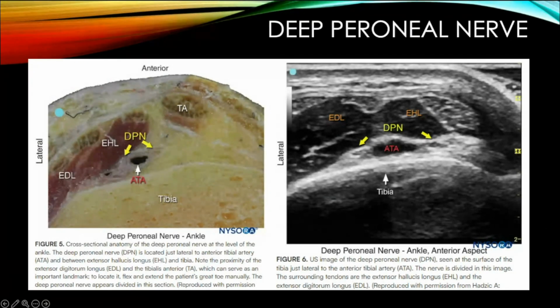Therefore, in the anatomical landmark technique, after we give the injection, we sometimes give the injection to the right and also to the left, meaning to the lateral and also medial side, to spread the local anesthetic.